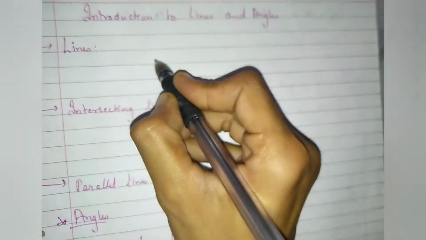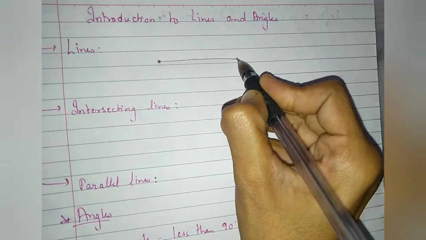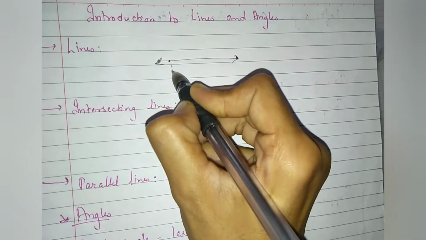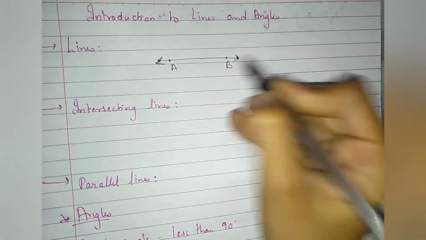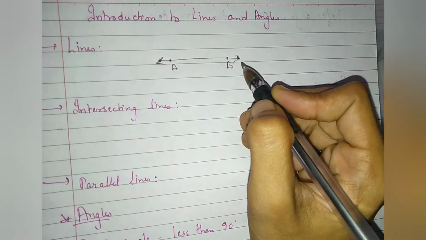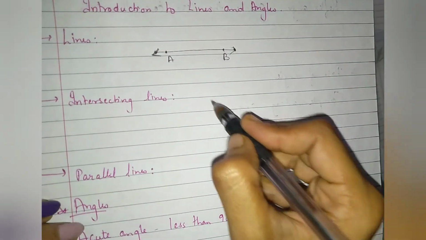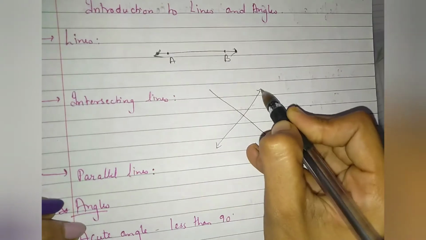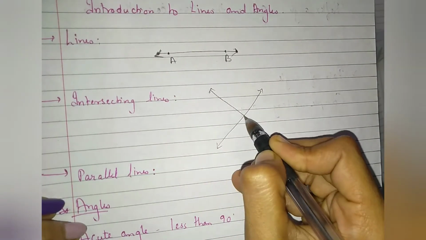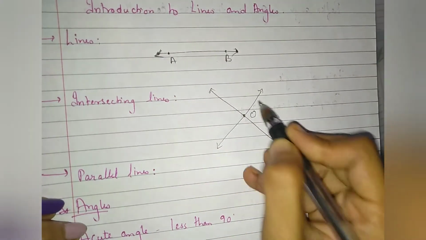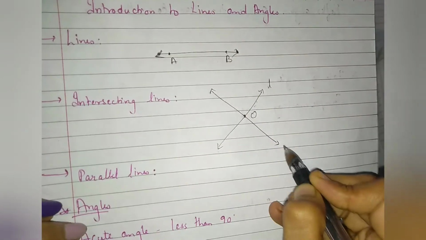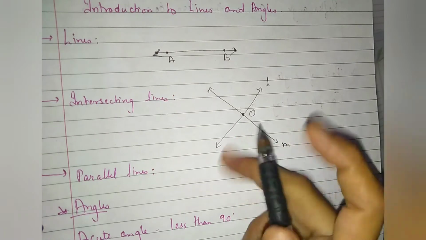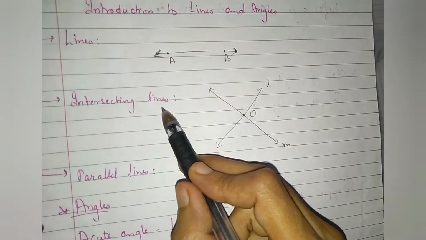Another definition. Now what is a line? This is called a line, okay. Line AB, which has no endpoint. Now intersecting lines. When two lines, say line L and M, intersect each other at one point, this O, then they are called intersecting lines.